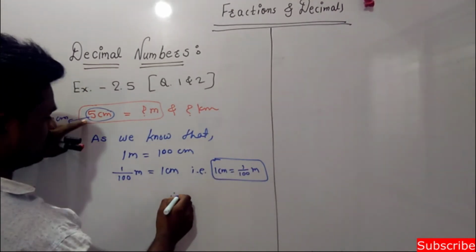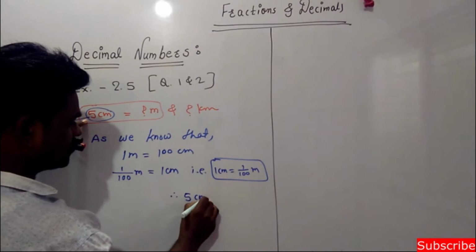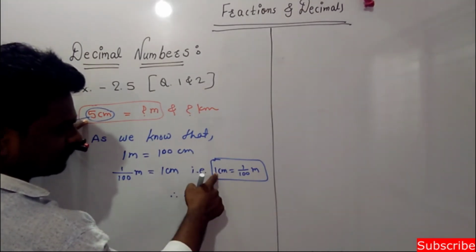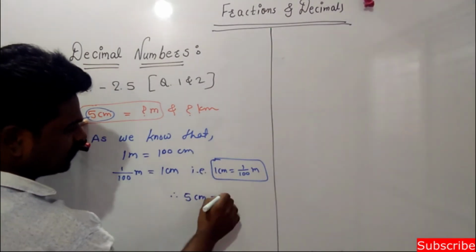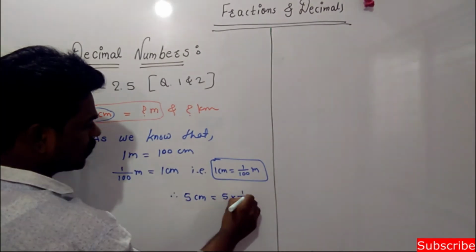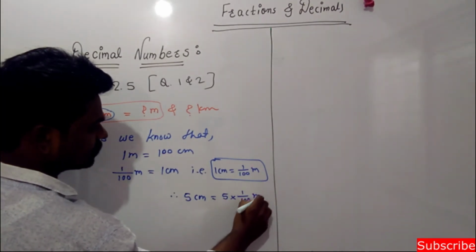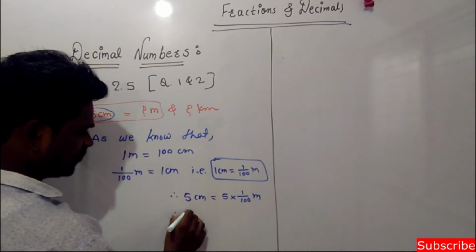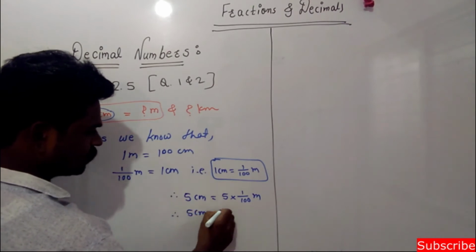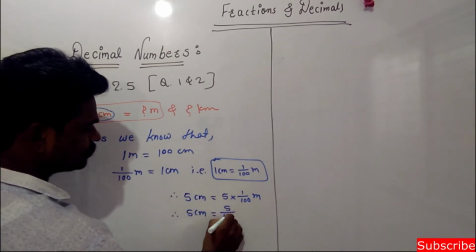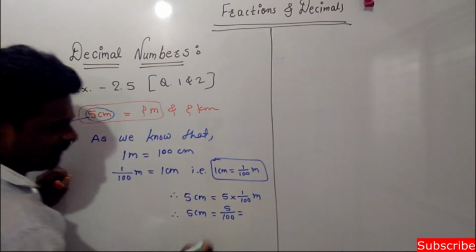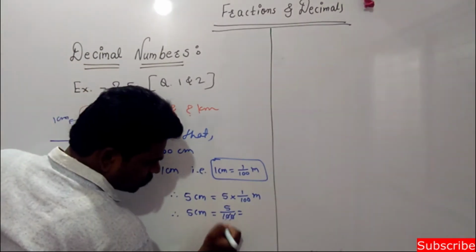Now see, 1 centimeter is equal to 1 upon 100 meter. Therefore, now tell me 5 centimeter. 5 centimeter is equal to, here we have multiplied by 5, so 5 into 1 upon 100 meter. Therefore we can say that 5 centimeter is equal to 5 upon 100, which is equal to, now we will cancel 2 zeros.